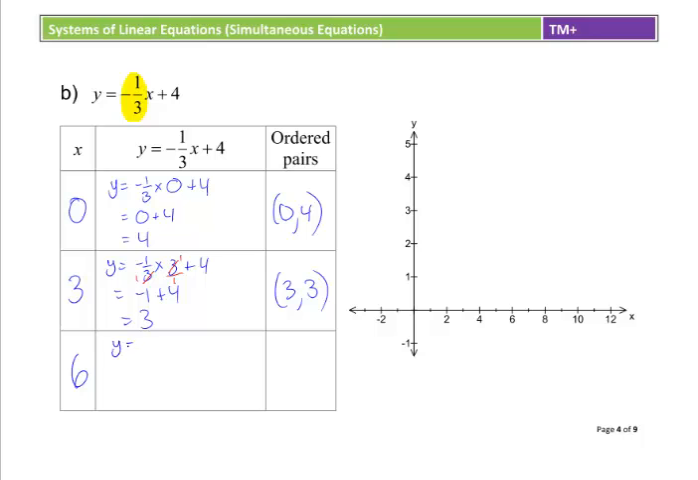Next one, y equals negative a third times 6 plus 4. Again, 3 into 3 is 1. 3 into 6 is 2. So you've got negative 1 times 2 is negative 2 plus 4, which is 2. So the point 6, 2. Sketching these, 0, 4, x is 0, y is 4, 3, 3, x is 3, y is 3, 6, 2, x is 6, y is 2. And then I just join my 3 points.